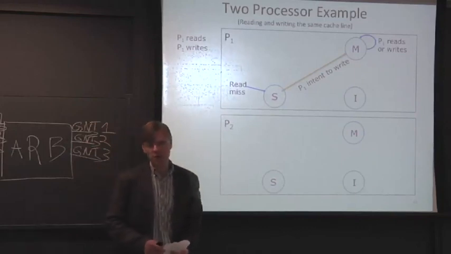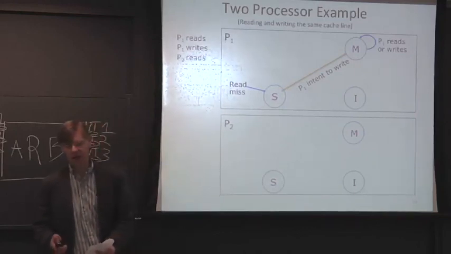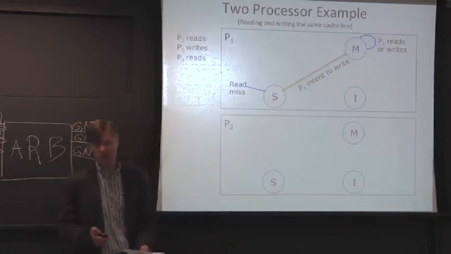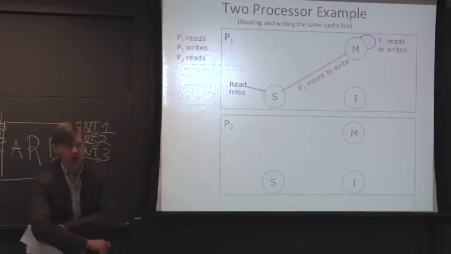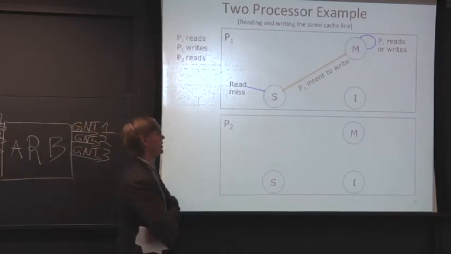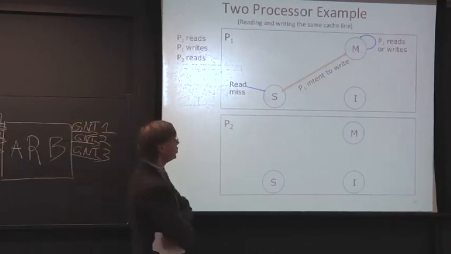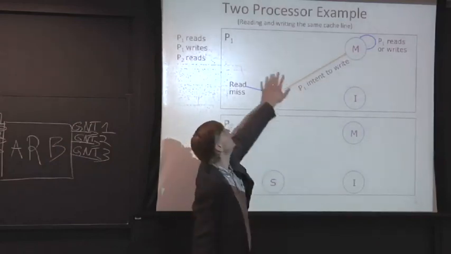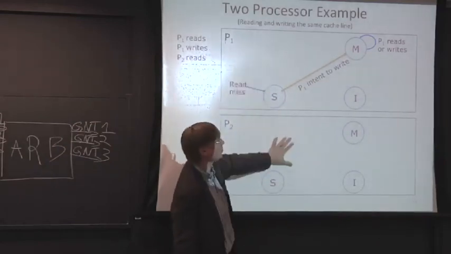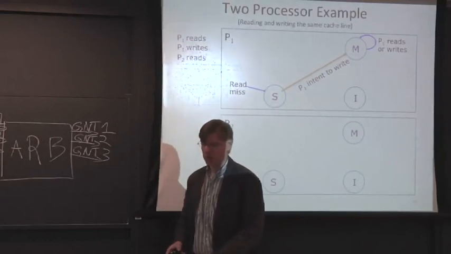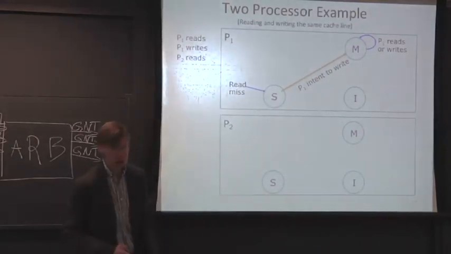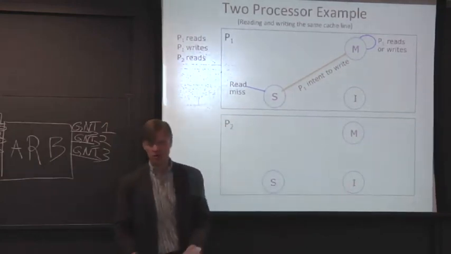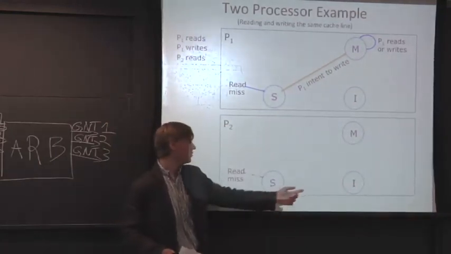OK, then let's say processor 1 can do reads and writes past this point. Now, processor 2 does a read. Well, if processor 2 does a read, now we're going to have two different state transitions happening. We're going to see processor 1 do a state transition and processor 2 do a state transition. So processor 2 is in the invalid state right now. It's going to transition to the shared state on the read miss.